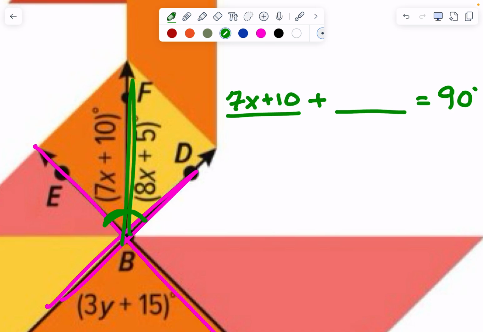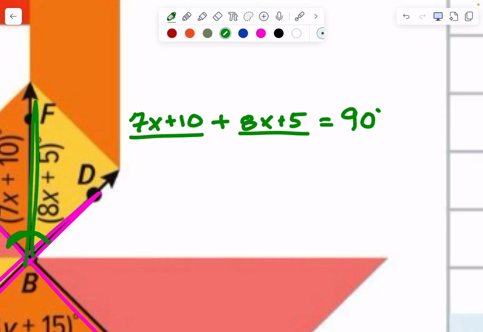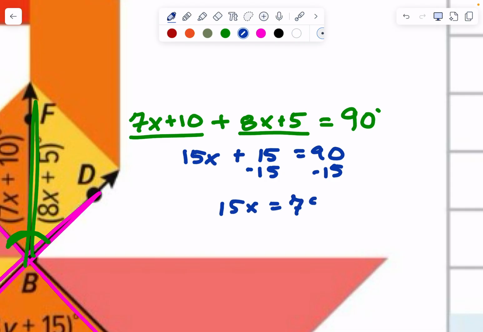I don't necessarily know that that's a smaller one. 8x plus 5 is equal to 90, right? Okay. So if I add them together, they equal 90. 7x and 8x is 15x. 10 plus 5 is also 15. 15x plus 15 equals 90, right? I'm going to subtract my 15 over. 15x equals 75 and divide by 15, and that is, I think, 5, right? Oh, yeah. X equals 5.